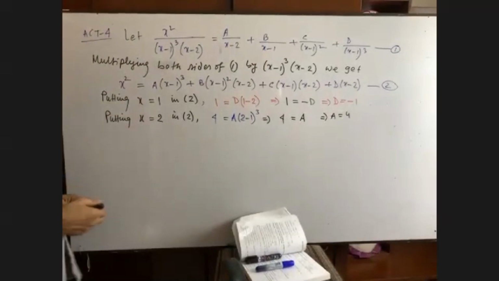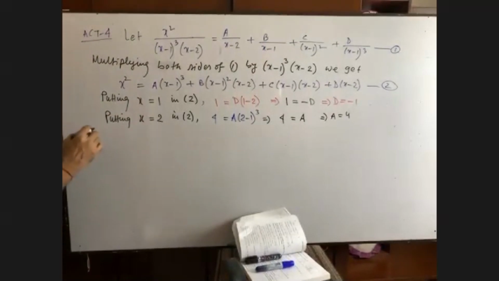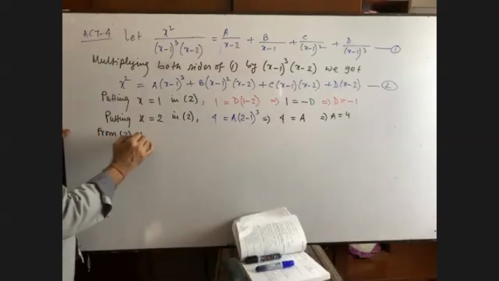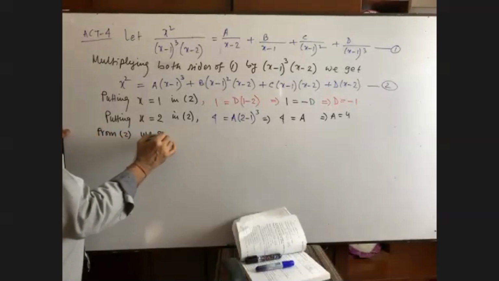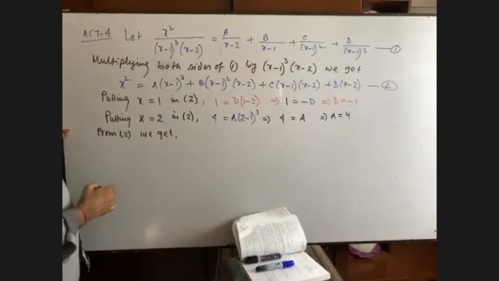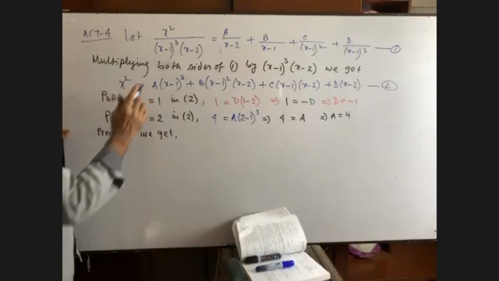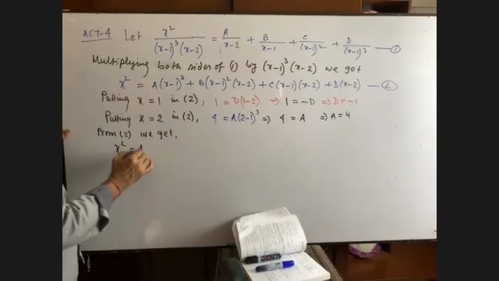We don't have any other value, then what is to be done here? Write down from 2, after that, from 2, we get x square. Okay, very good. It is x square. It is A. Can you please let me know what will be there?